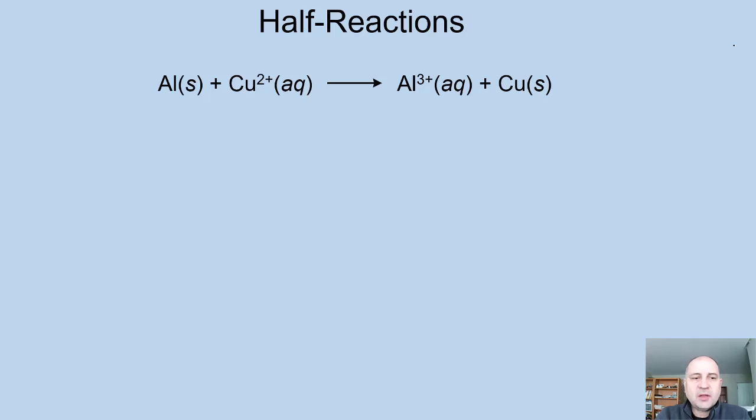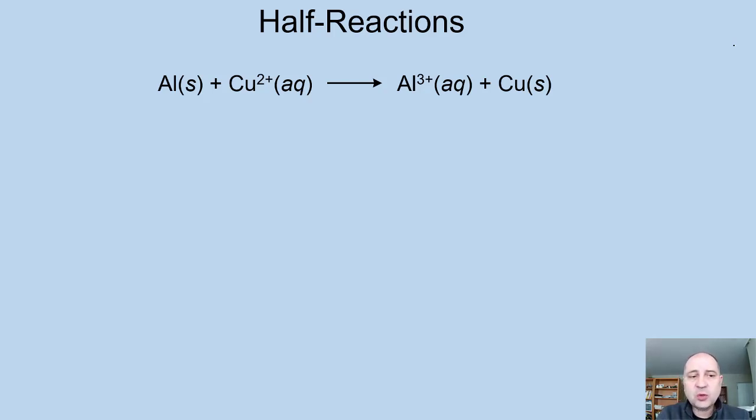We're looking at a very simple redox reaction. It's quite obvious that we have aluminum here oxidizing to aluminum plus 3, and copper is being reduced. It receives the electrons. But we can use the half reaction method to not only single out the oxidation and the reduction, but we can also balance reactions based on the half reaction method.